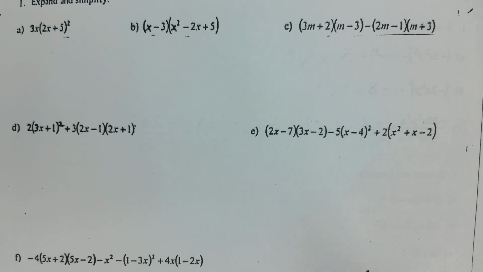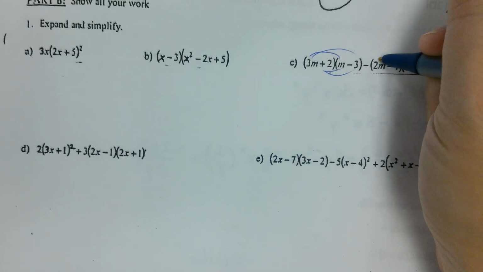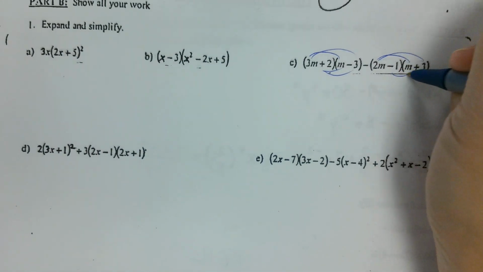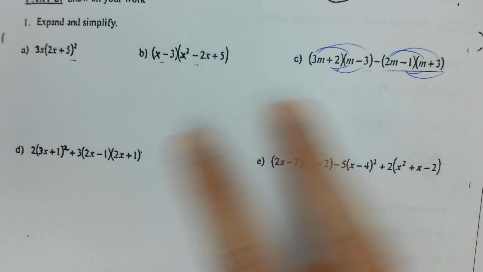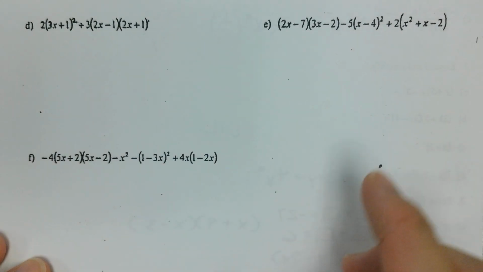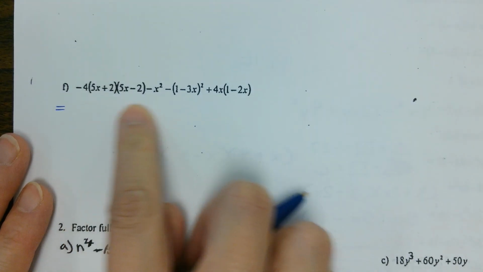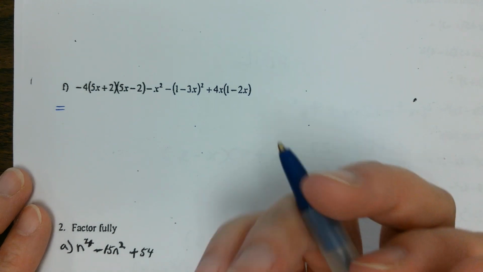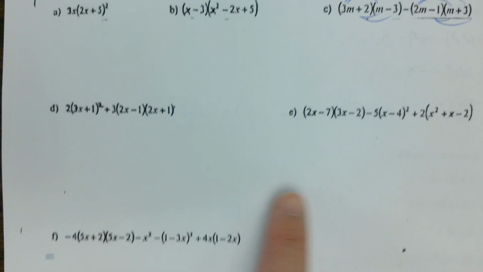So with these questions, what you would do is just do the FOIL, and then combine all the like terms together. That's what you would be doing in these. For example, for this one, Kelly, could you tell me your answer? If you got this one, that means you should have probably gotten those.